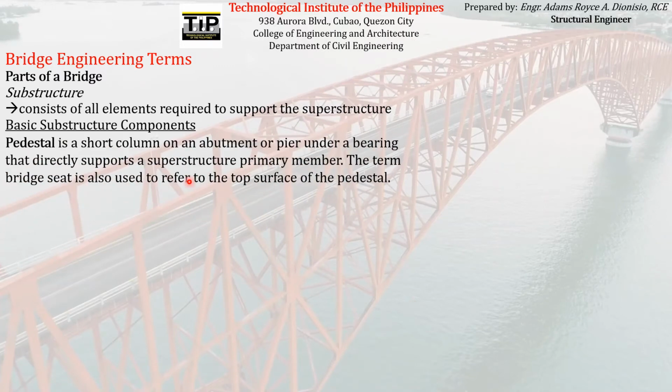So another component of substructure is what we call pedestal. Pedestal is a short column on an abutment or pier under a bearing that directly supports a superstructure primary member. The term bridge seat is also used to refer to the top surface of the pedestal. So pedestal is actually just a short column on an abutment or pier under a bearing. So usually bearings are put above the pedestal, or in other words, pedestal supports the bearing.